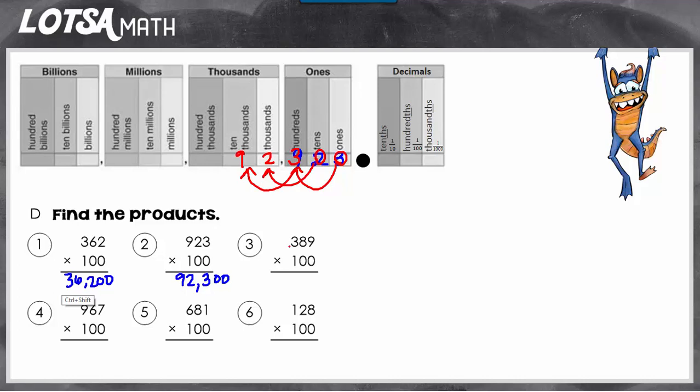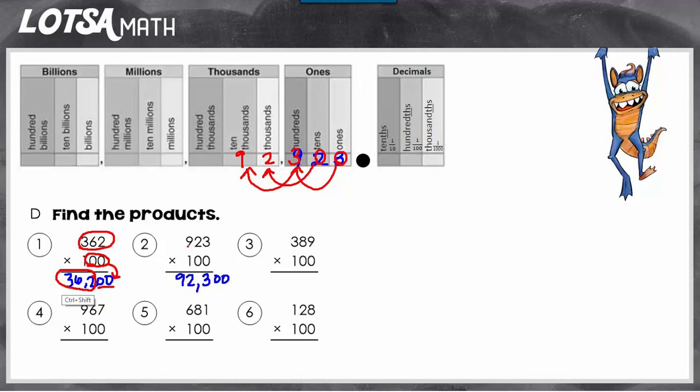As we begin going and solving these problems, what we're basically doing is moving each place 2 places to the left. When you're doing multiplication, you're going to start seeing a pattern. So if we look at number 1, we see that we still have this 362, but we also have 2 zeros. We moved 2 spots, and that left 2 spots empty. And we had to fill those 2 spots with zeros. And that's how we get those extra zeros.